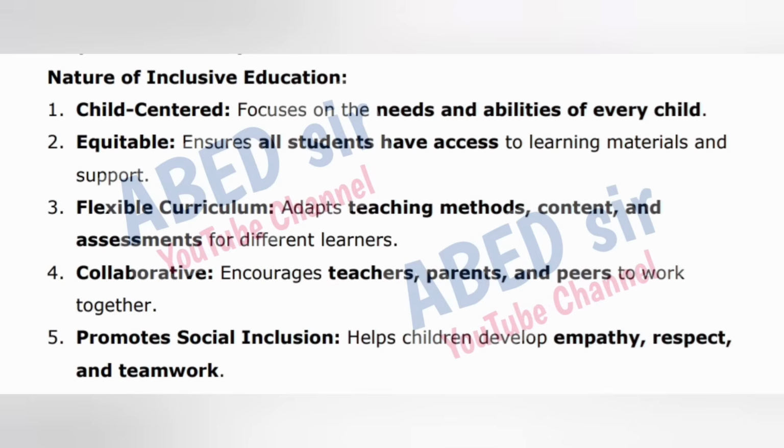Nature of inclusive education. 1. Child-centered, focuses on the needs and abilities of every child. 2. Equitable, ensures all students have access to learning materials and support. 3. Flexible curriculum, adapts teaching methods, content, and assessments for different learners. 4. Collaborative, encourages teachers, parents, and peers to work together. 5. Promotes social inclusion, helps children develop empathy, respect, and teamwork.